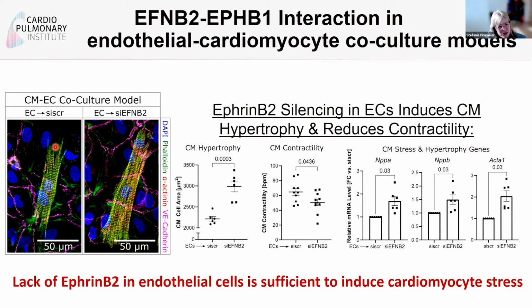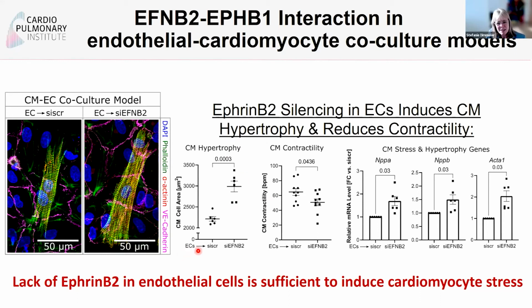You see here the nice striation of the cardiomyocytes under control conditions. And interestingly, when we silenced Ephrin-B2 in endothelial cells and then added cardiomyocytes, the cardiomyocytes increased in size. So there is a hypertrophy induction, even just when removing Ephrin-B2 in this model. You can see the quantification on the right-hand side. There is an induction of cell size, cardiomyocyte hypertrophy.